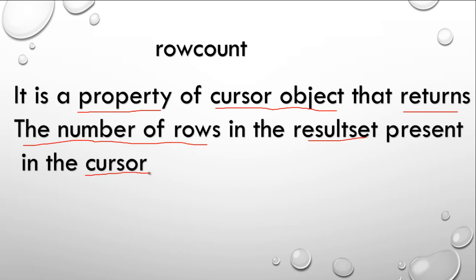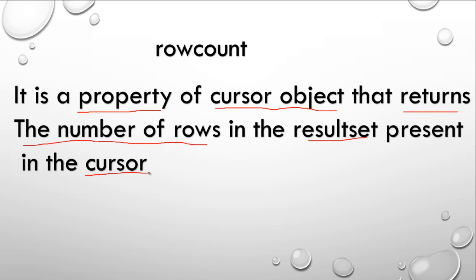Suppose we have executed a query: select star from employee where department is equal to sales. When this query executes, MySQL will execute the query, copy all the records in which the employee department is sales, and send them. All the records of the sales department employees get stored in the result set, and then this result set is stored in the cursor.